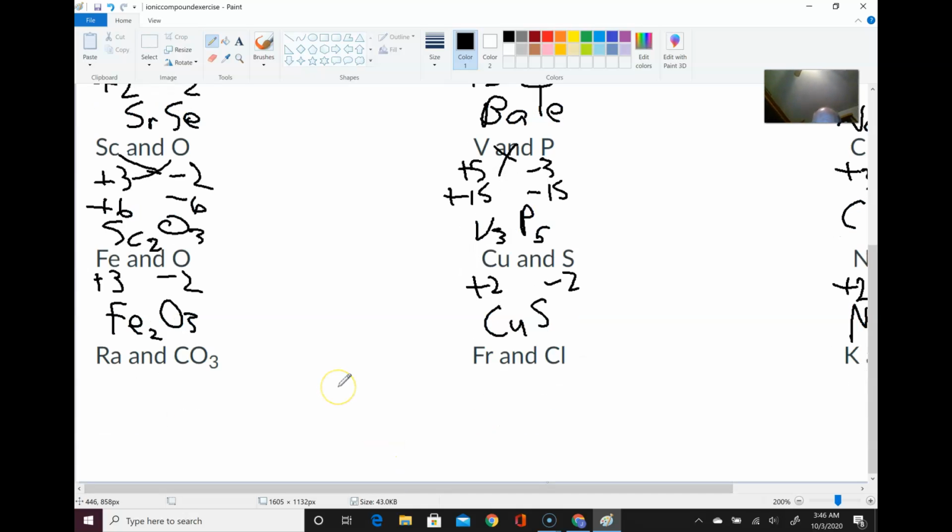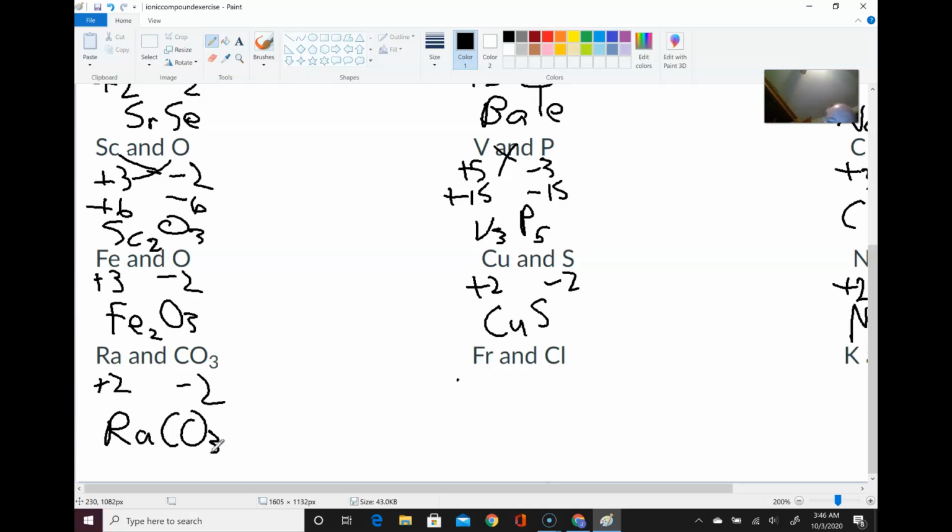Radium is column 2A, so its charge is going to be +2. Carbonate is a polyatomic ion. I go look that up in the polyatomic ion table, and its charge is -2. So I'm going to have RaCO3. Both ions are going to just balance.